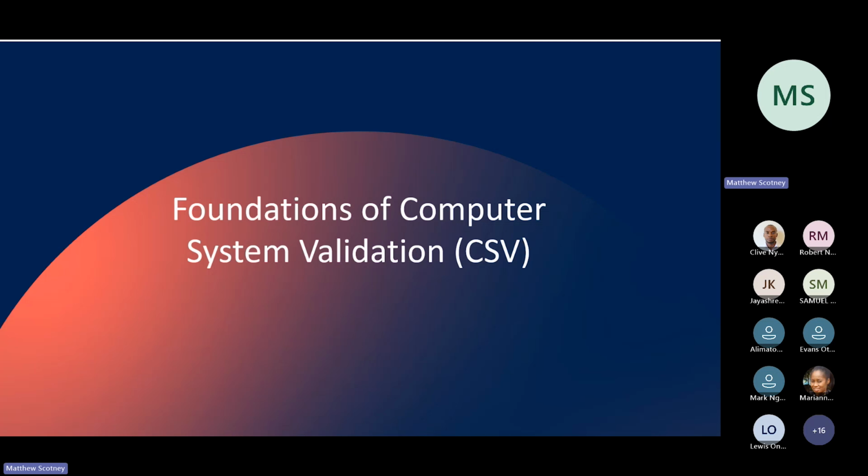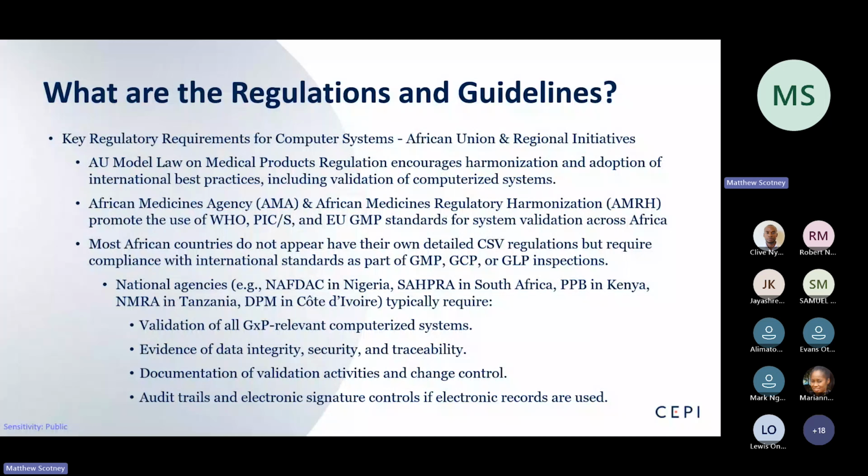So the foundations of computer system validation, we obviously have to start somewhere. There is a song in the UK from a musical called The Sound of Music, and it asks the question, where should we start? And the answer from the song is you should start at the very beginning. So in terms of this introduction, we're actually going to start with the very beginning. The first step is, what are the regulations? What's the guideline associated with computer system validation? As I said, this is very much written for GMP inspectors from the African Union.